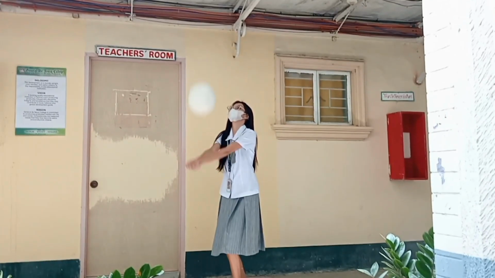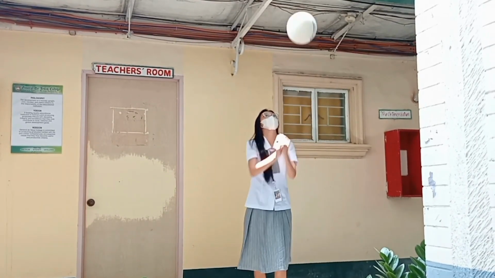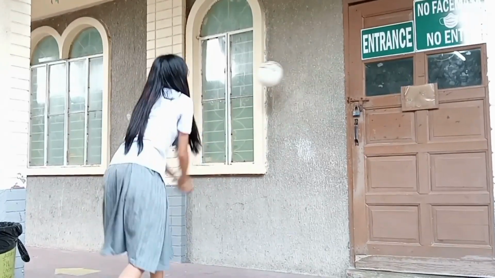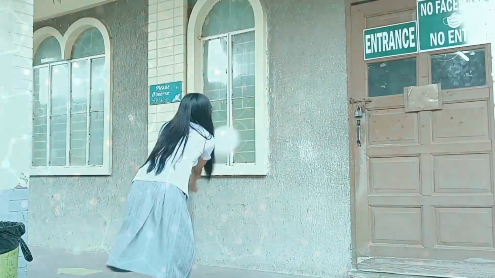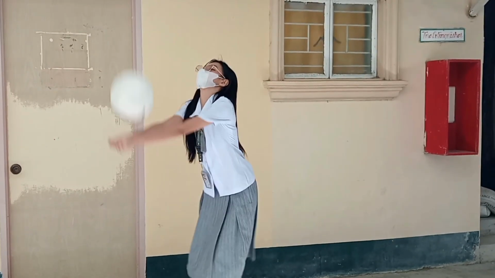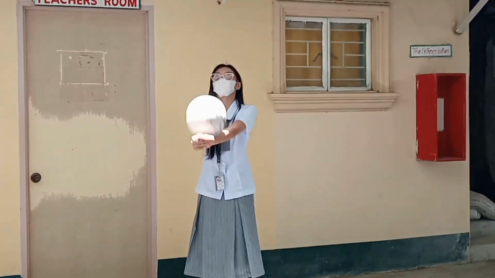Another example is volleyball. In order to play volleyball, she had to bounce the ball in her forearm. She also demonstrates playing it to the wall. Because this law of motion is a force exerted on any object is always exerted back by an equal magnitude of the force but in opposite direction. She uses her forearm to catch the ball, and so her forearm receives the impact of the ball.